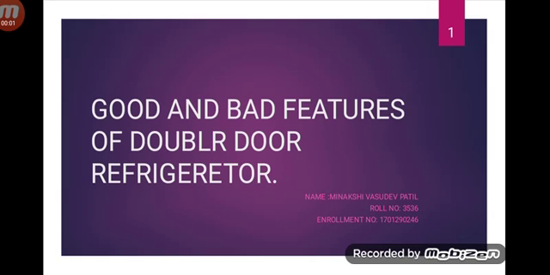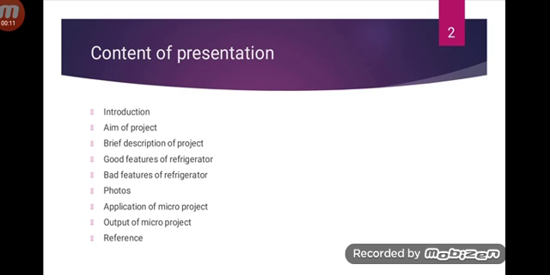Title of the project: Good and Bad Features of Double Door Refrigerator. Roll number 3536. Enrollment number 17012902446. Content of presentation: Introduction, Aim of project, Brief description of project, Good features of refrigerator, Bad features of refrigerator, Photos, Application, Output of microproject, References.